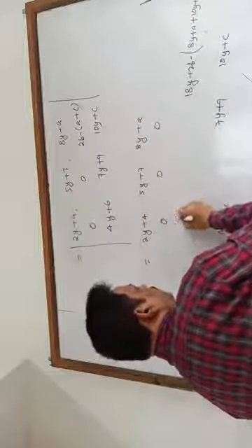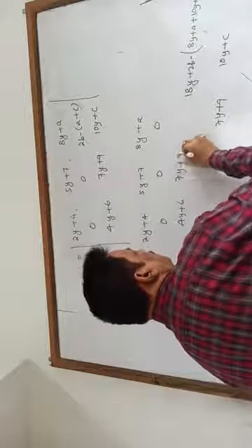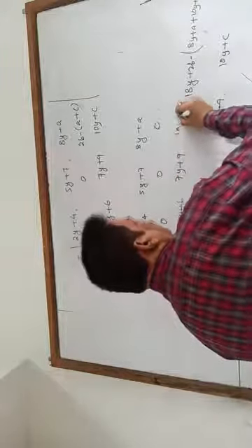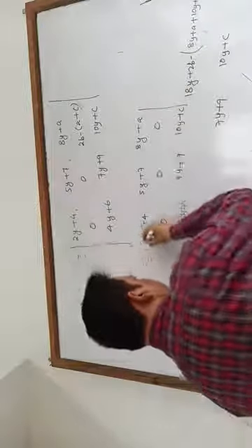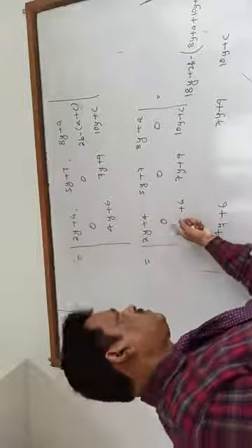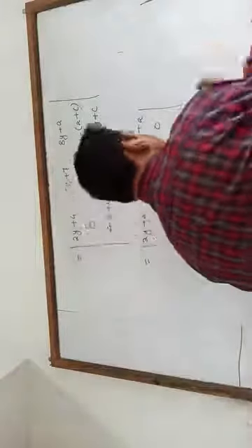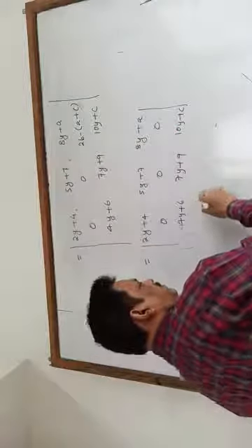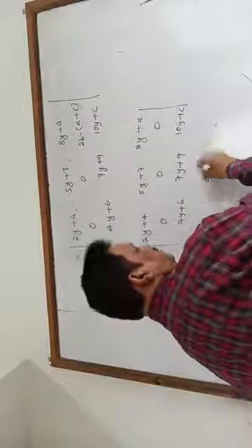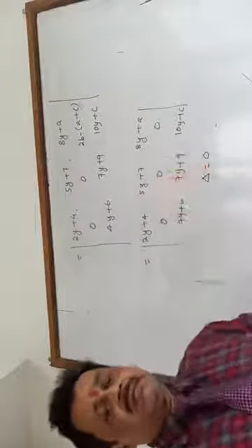This is 4y plus 6, 7y plus 9, 10y plus c. How much? If any row or column is 0, the determinant is 0. Therefore, the determinant is 0. So there is another question in your textbook. Try to solve in the same pattern.